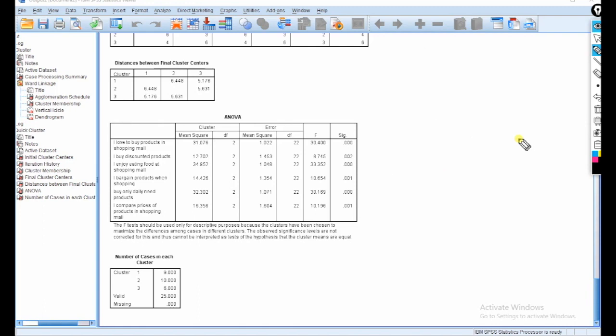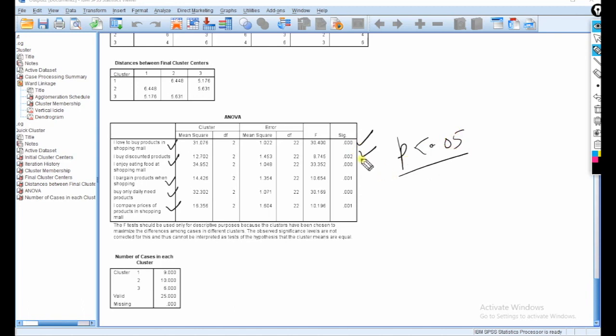The next table is the ANOVA table. What does it mean? There are 6 questions in the table: I love to buy products in the shopping mall, I buy discounted products, I bargain for the product, I buy daily need products, and I compare prices of products. All the questions, the 6 attitudinal questions we have taken in our study, are significant because the P value is less than 0.05.